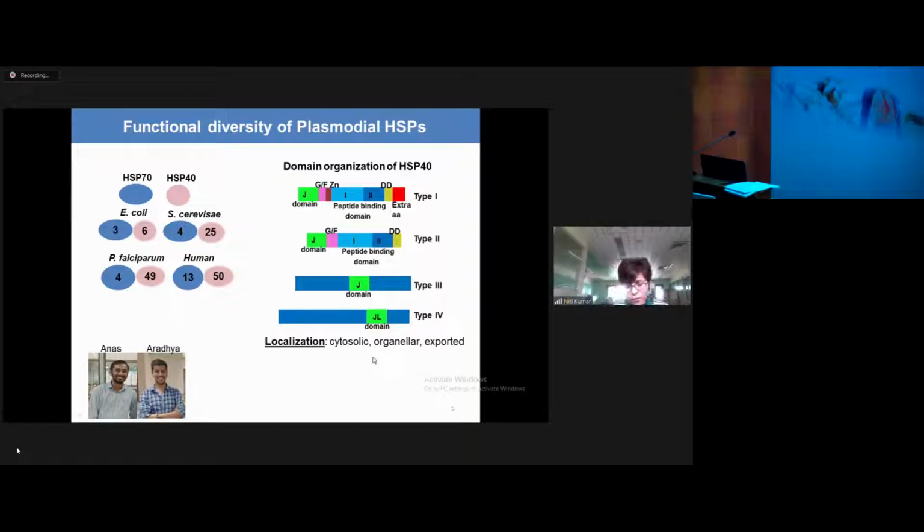So far, a lot of studies on HSP 70 and 40 has been done with the prokaryotic ortholog or in the yeast and the human ortholog. Systematic understanding of how HSP 70 and 40 biochemically help in protein folding in the parasite is not understood clearly. And this was the work primarily done by Anas, and Aradhya was also part of it, and he is currently working with the HSP 110. So our question was that, are the parasite chaperones better than the human chaperones?